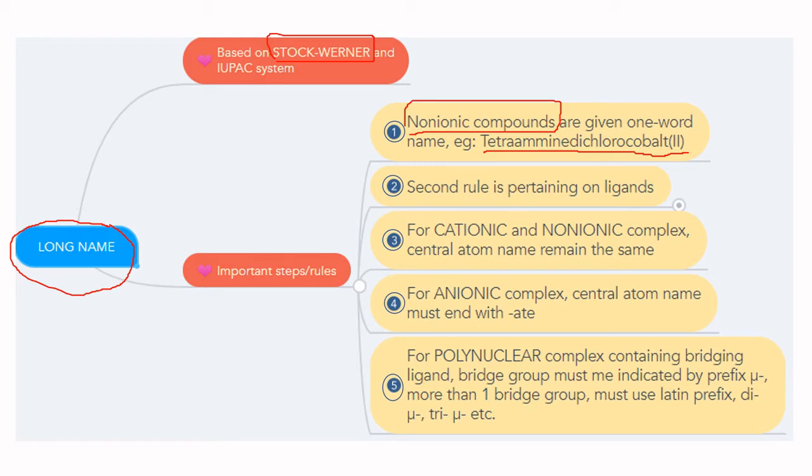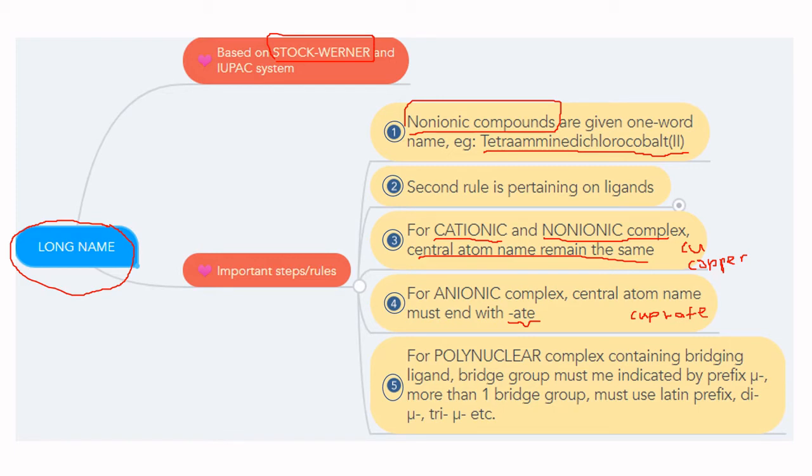Okay, and the second rule pertains to the ligand. We have quite a number of rules here, which will be explained in the next slide. Rule number 3: for cationic and non-ionic complexes, the central atom name remains the same. For example, if you have copper in a cationic or non-ionic complex, the name remains as copper. But if you have an anionic complex, the central atom name must end with ate. Instead of copper, it becomes cuprate, because now we have to change the name to ate.